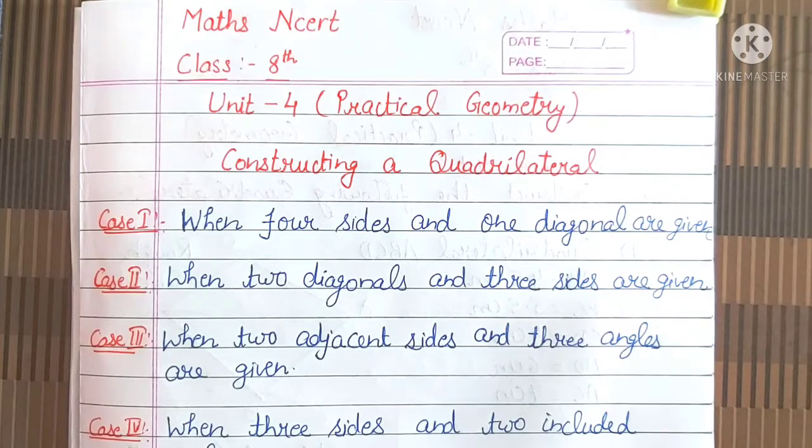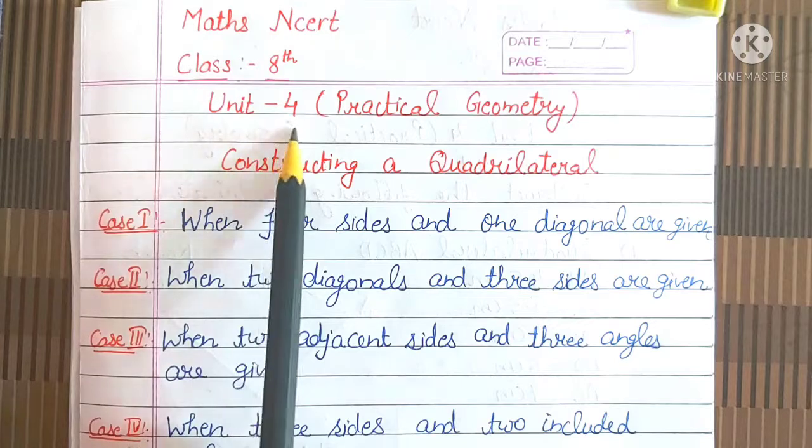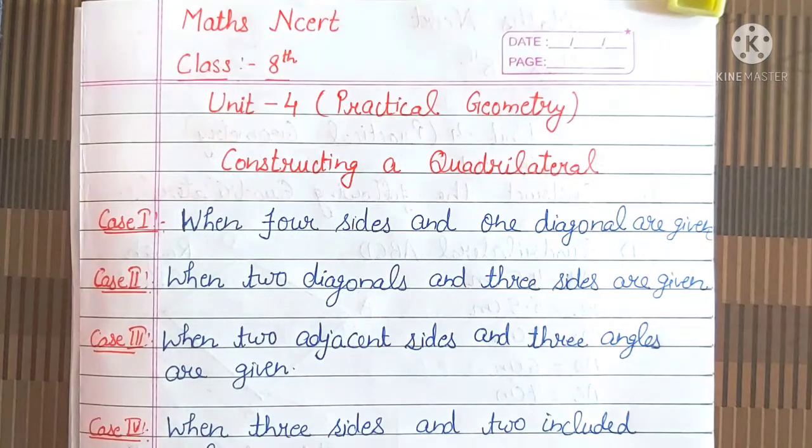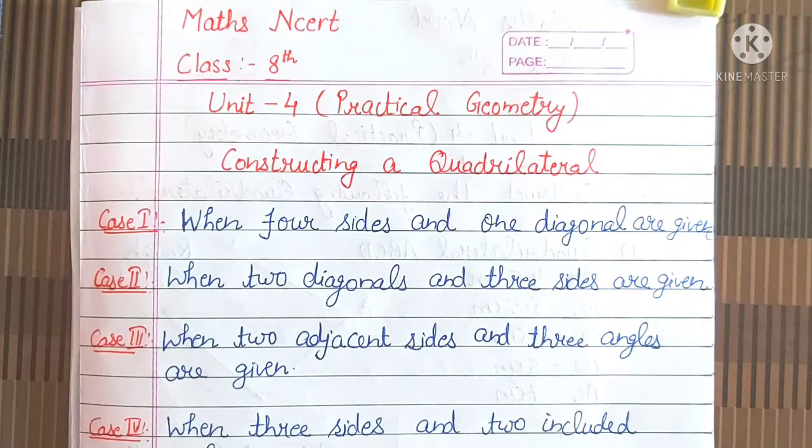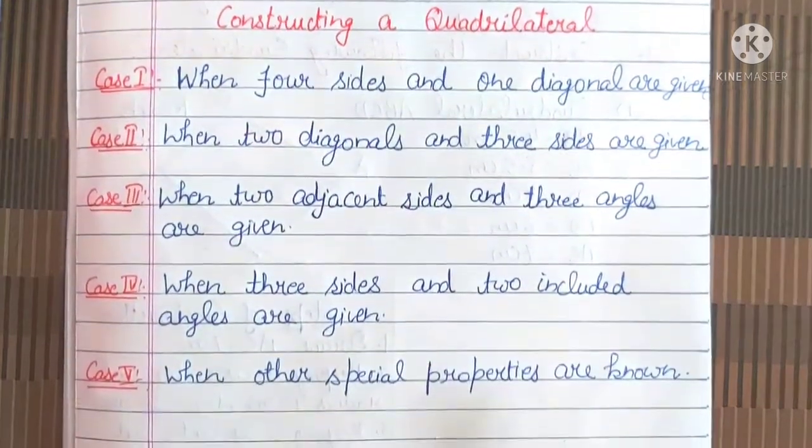Hello dear students, today we are going to understand practical geometry, that is unit 4 of class 8th. In this chapter we will understand how to construct a quadrilateral with the given conditions. So there are 5 situations.